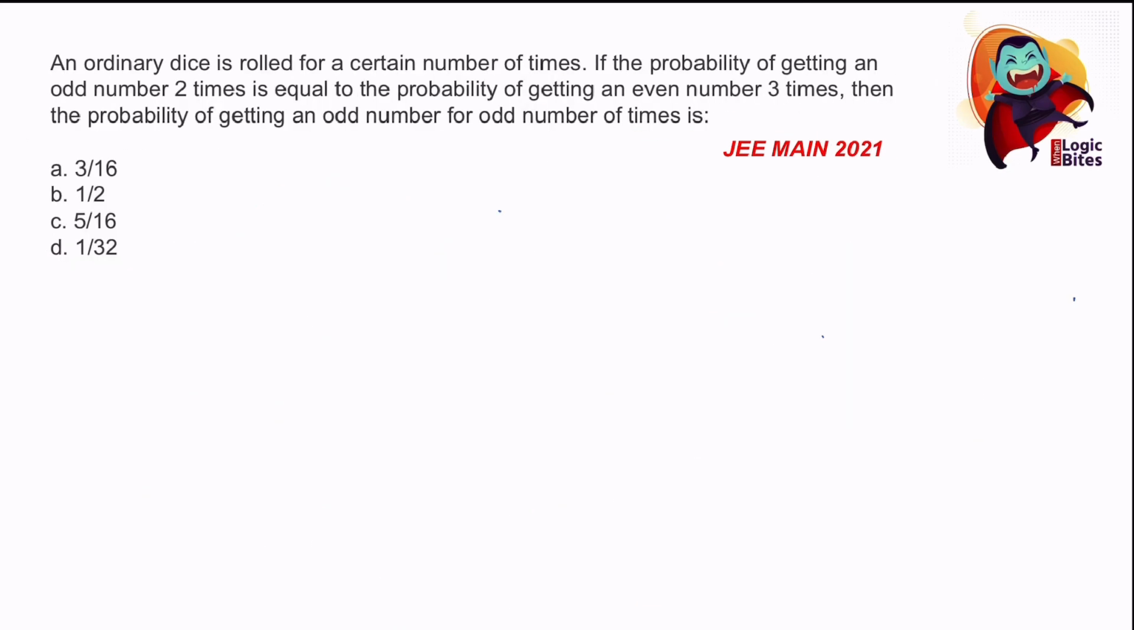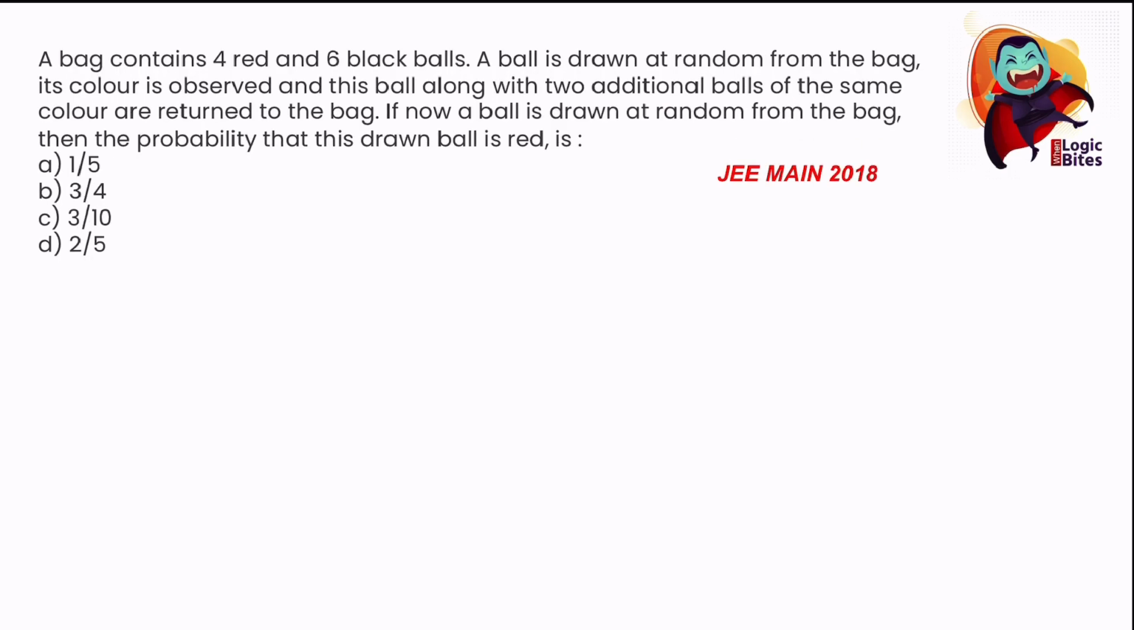An ordinary dice is rolled a certain number of times. If the probability of getting an odd number 2 times is equal to the probability of getting an even number 3 times, then find the probability of getting an odd number. We have already seen this type of question earlier, so I will request you all to please try and solve it, and if you find any problem, definitely we'll come back to you, provided you request us or write in the comment box. So we will encourage you to please solve this question.